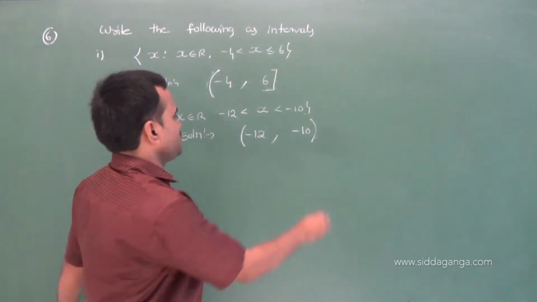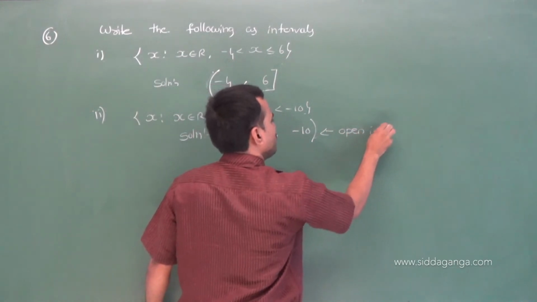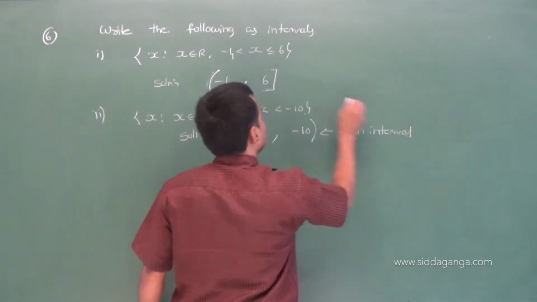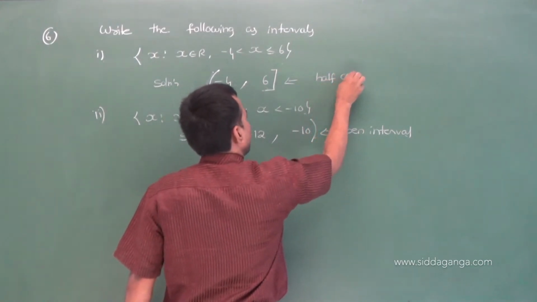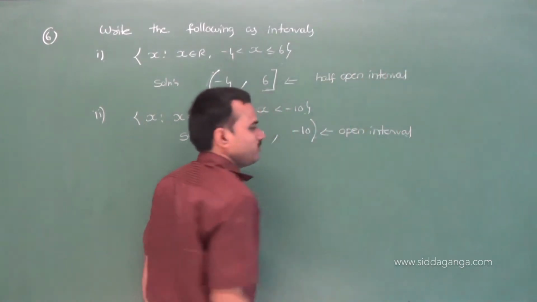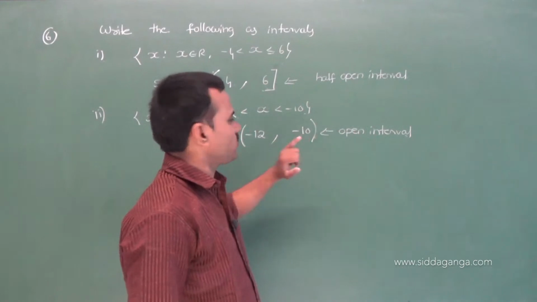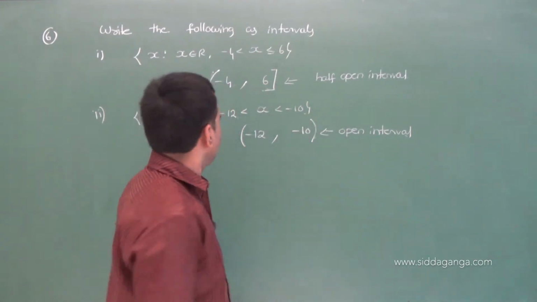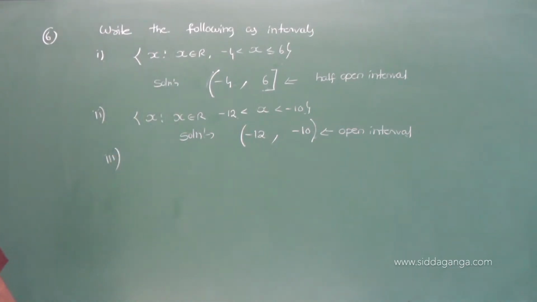That means this interval is called what? Open interval. This one we call it as half open interval. We discussed half open interval in the previous class. This one we call it as the definition of the open interval. Third question.